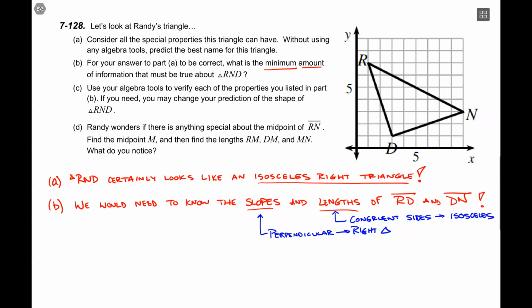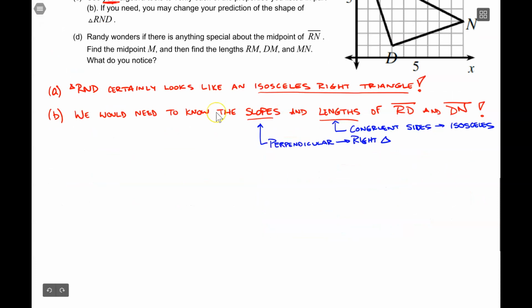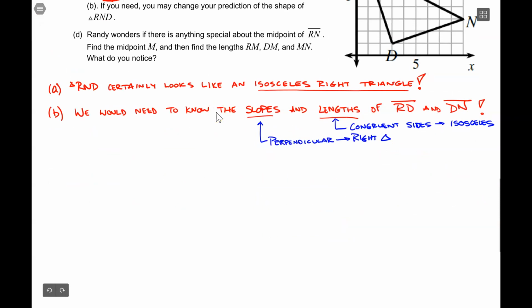Okay, so let's go ahead and do that in part C of the problem. Use our algebra tools, the ones that we got in our toolbox, to verify each of the properties you listed in part B. If you need, you may change your prediction of the shape of triangle RND. I don't think we're going to need to change our prediction, but let's go ahead and jump down here and take a look at part C.